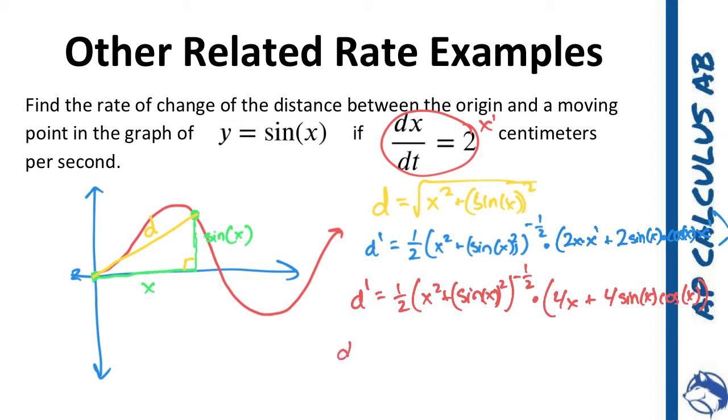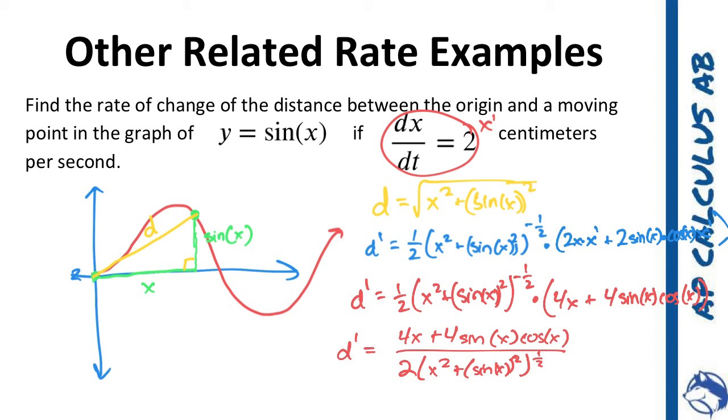So now I've got d prime is equal to, this is all going to be on the top, the 4x plus 4 sine of x cosine of x, and that's going to be all over 2 times x squared plus the sine of x squared, to the 1/2 power. And so that's going to model our equation here.